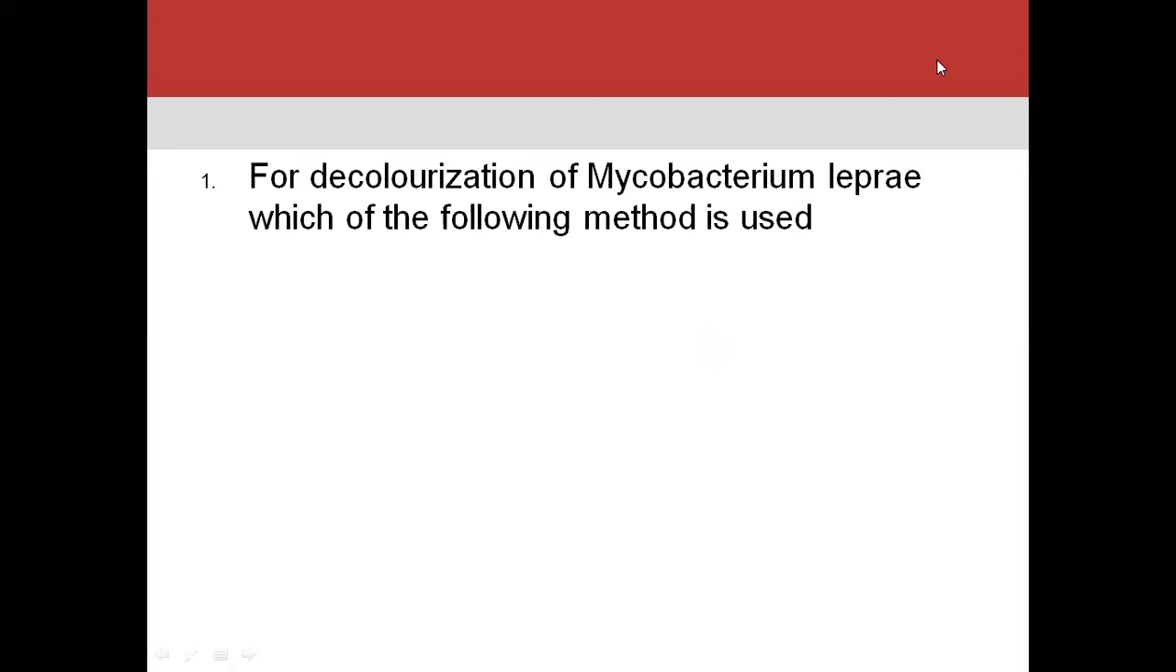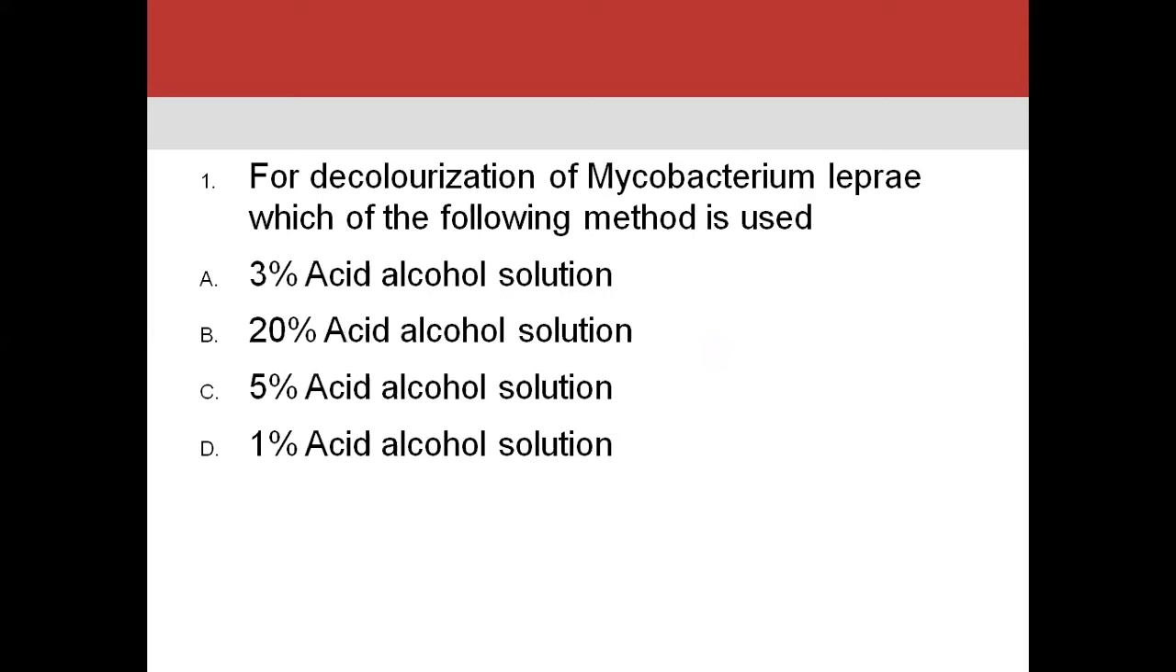First question, for decolorization of Mycobacterium leprae, which of the following methods is used? Option A, 3% acid alcohol. Option B, 20% acid alcohol. Option C, 5% acid alcohol. Option D, 1% acid alcohol. Here, the right answer is option D, that is 1% acid alcohol.